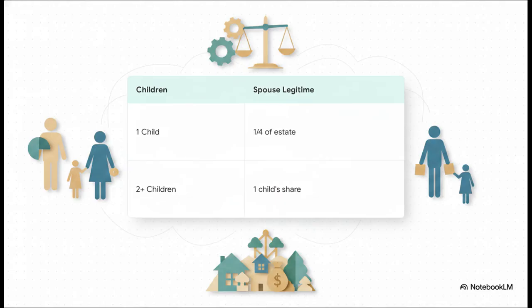Now, the surviving spouse's slice actually shifts dynamically, depending on the children. If there is just one legitimate child, the spouse gets a quarter of the total estate. But if there are 2 or more legitimate children, the spouse's share becomes perfectly equal to one legitimate child's share. This formula basically ensures the spouse is taken care of alongside a growing number of descendants.